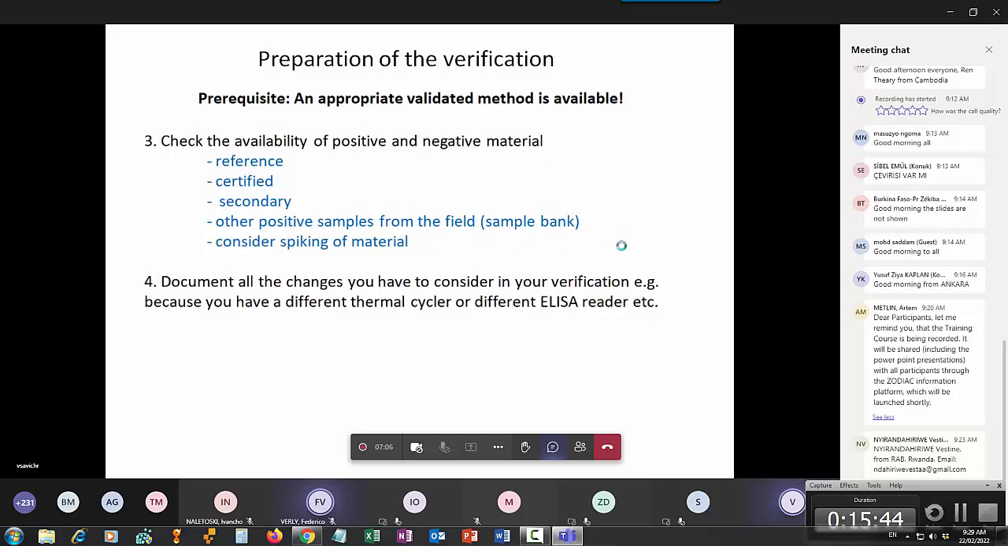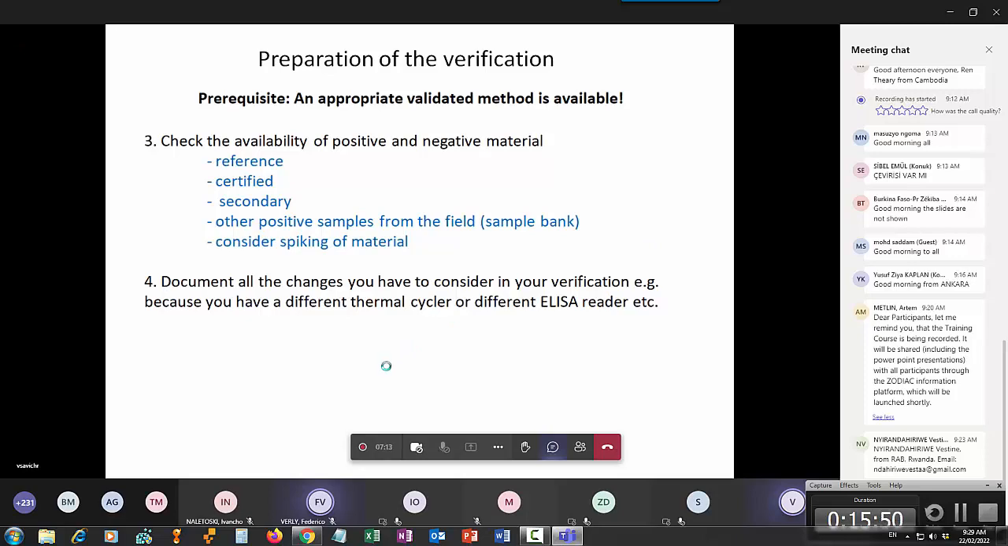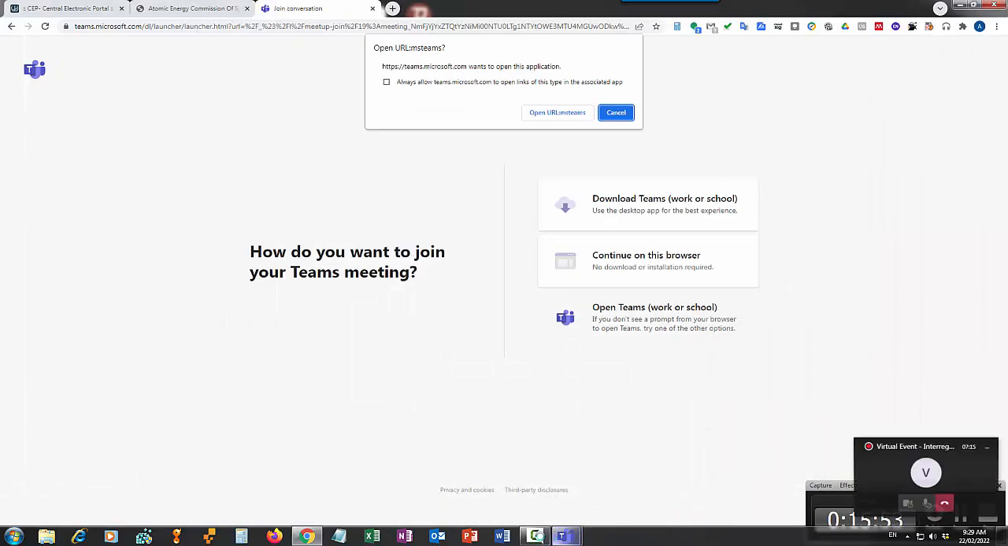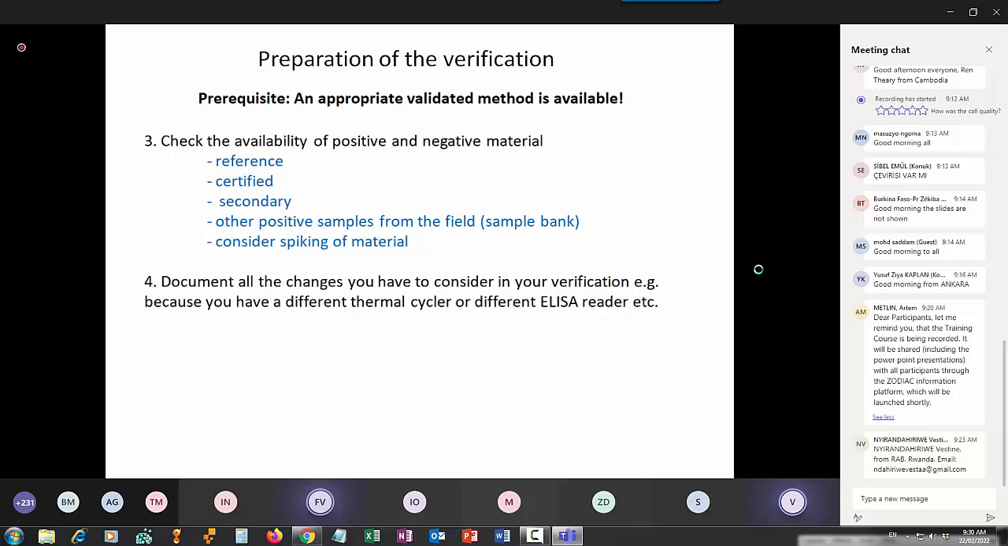One good idea is also a vaccine. For example, in our laboratory for Newcastle disease testing, limit of detection, we used a live vaccine in which we knew exactly what the titer was in embryo infectious doses. So we did serial dilutions, we compared, and we could see that our method can detect up to 0.7 embryo infectious doses.